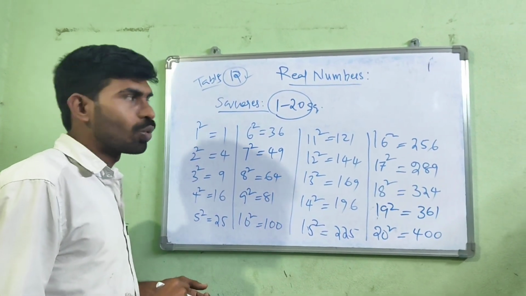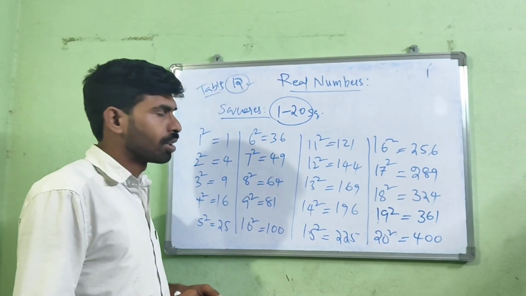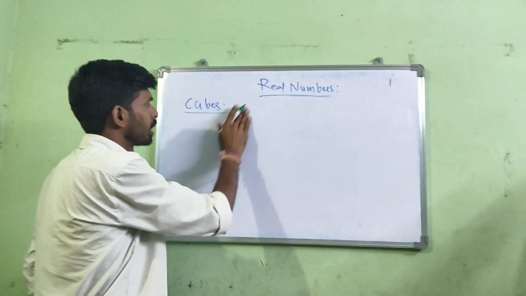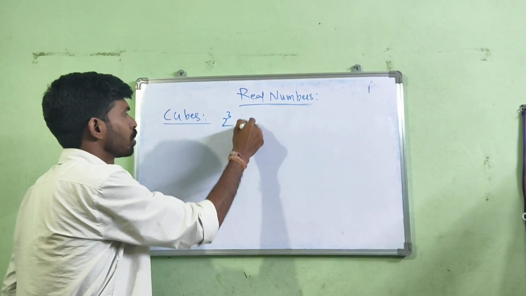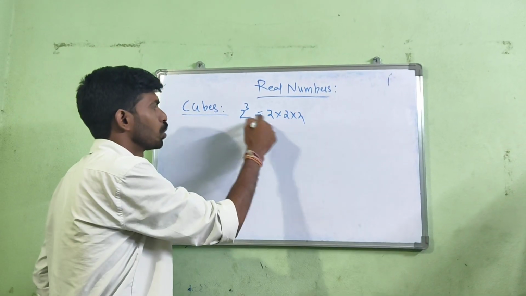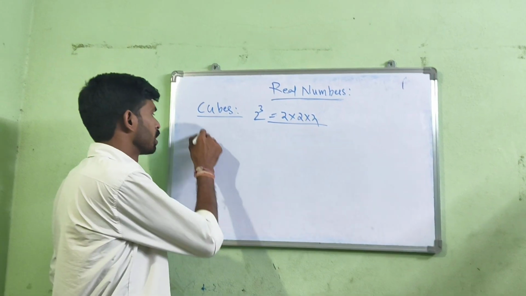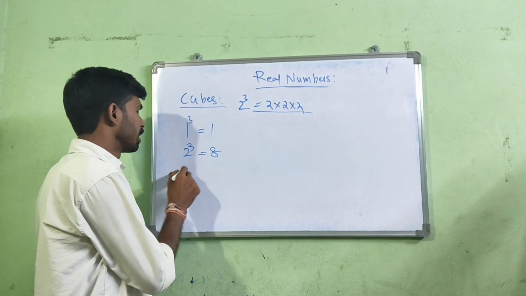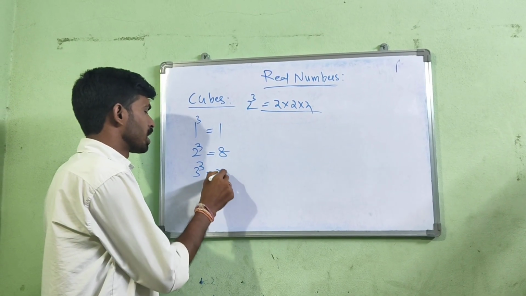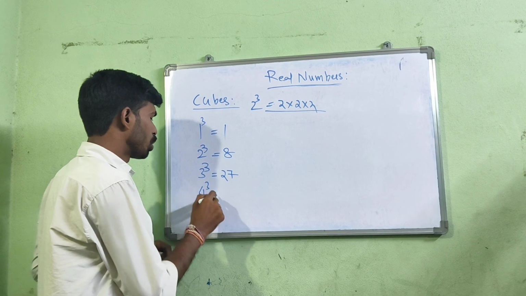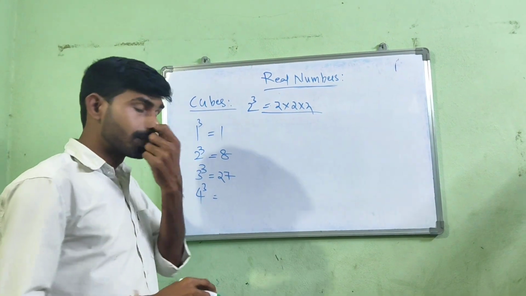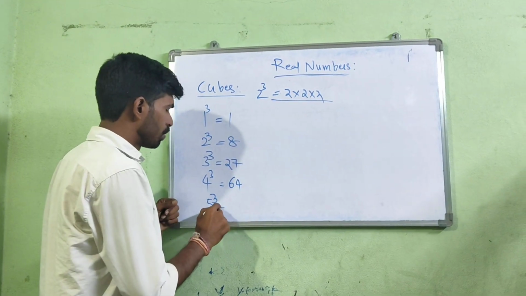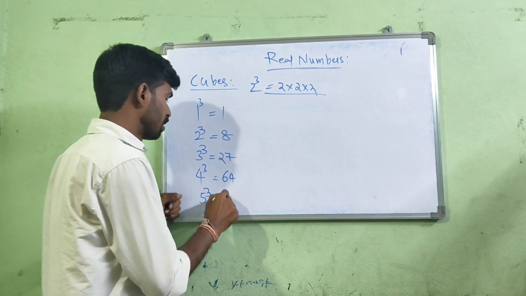At least 1 to 10 cubes are very important for speeding up mathematics. Here cube is nothing but, for example, 2 cube means 2 into 2 into 2, 2 three times. Now 1 cube is 1, 2 cube is 8, 3 cube is 27, and 4 cube is simply 4 4s are 16, 16 4s are 64. Okay, 5 cube, 5 5s are 25, 25 5s are 125.